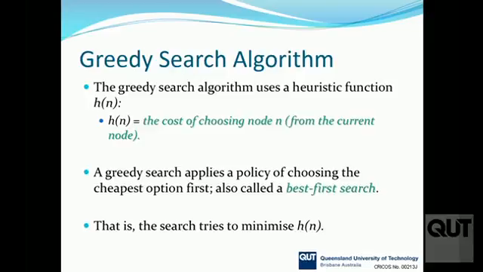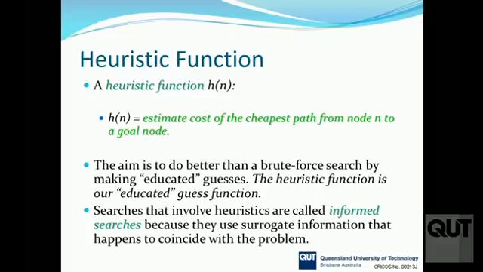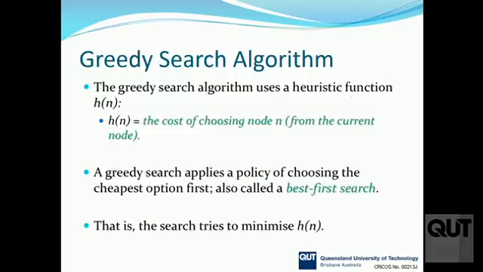So here Hn is the cost of choosing node n from the current node. Yes, I do have it on the next page. So it's the cost of choosing node n from the current node, and it basically just simply chooses the cheapest one.